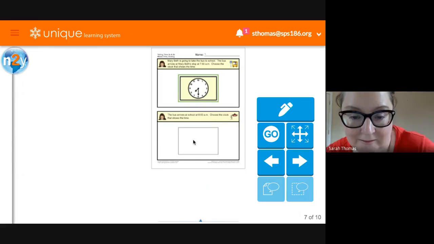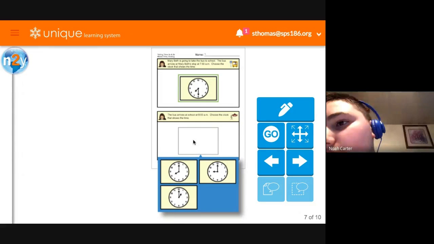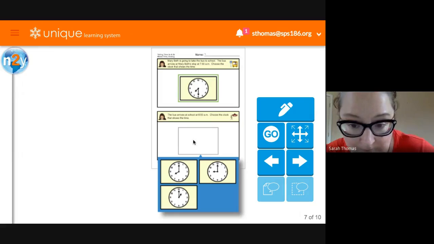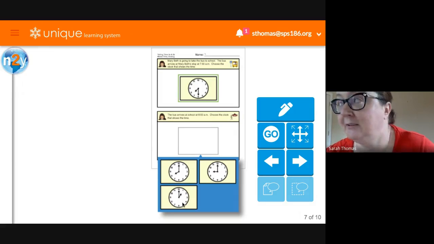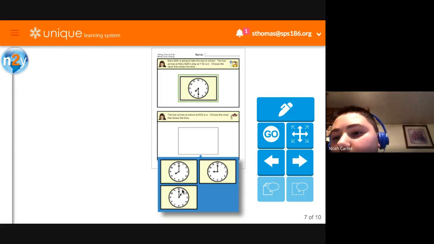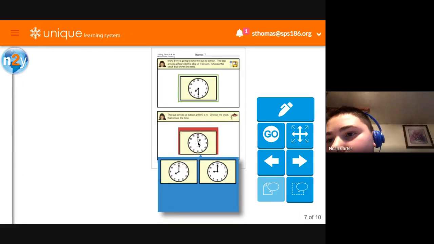The bus arrives at school at 8 a.m. Okay, which clock shows 8 a.m.? A, B, or C? C.